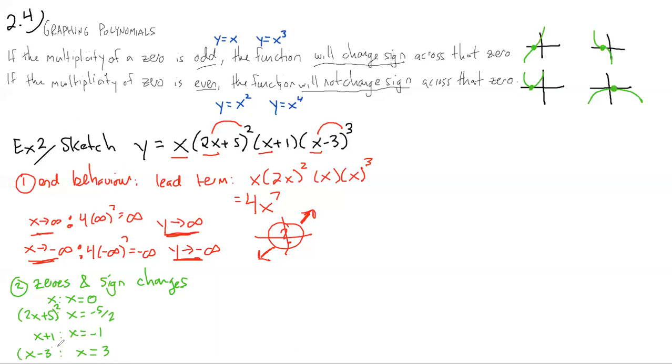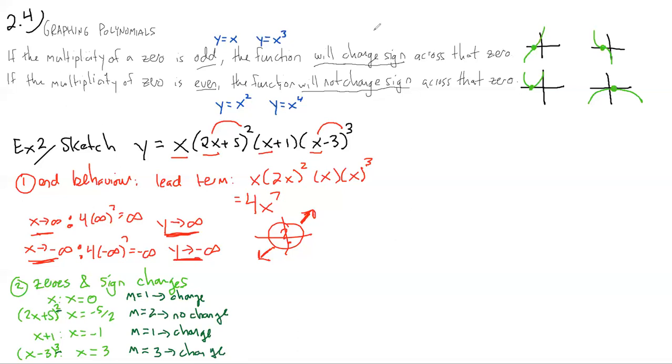Only the x minus 3 also has a power, because those multiplicities are basically what dictate whether or not the sign is going to change. So here we've got multiplicity 1, multiplicity 2, multiplicity 1, and multiplicity 3. So what we're going to have is the first one is going to change. No change because of the even power. And then the other multiplicities are odd, so the sign will change.